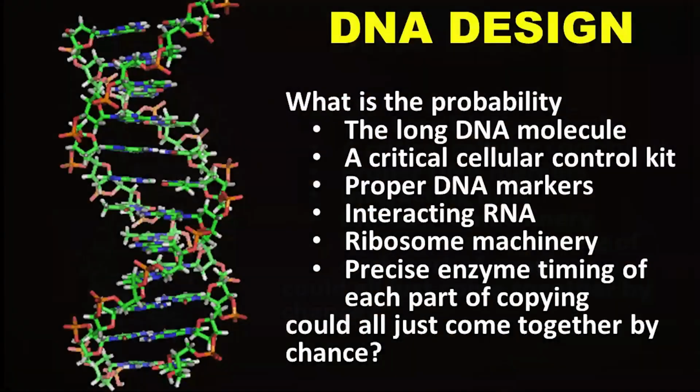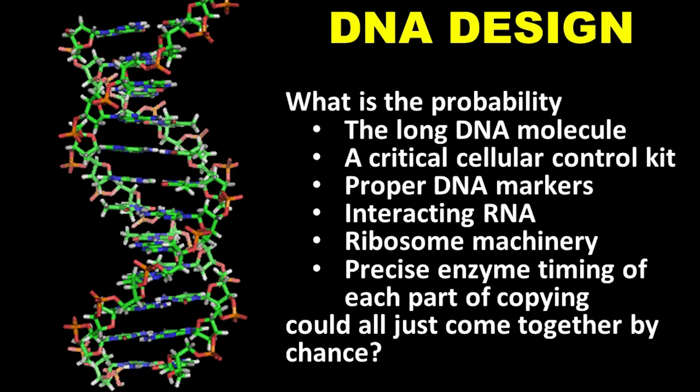If you just looked at the DNA, what's the chance that just from rocks and water, you're going to get a long DNA molecule full of information for that first cell, all the control kits, all the DNA markers, the interacting RNA that communicates with it and says how to turn it into proteins, because we're basically mostly proteins and water. That's what we're made out of. Then you need the ribosomal machinery. Then you need the enzymes that time all this stuff. All that's going to come together just by chance? It boggles the imagination. I don't have that kind of faith.